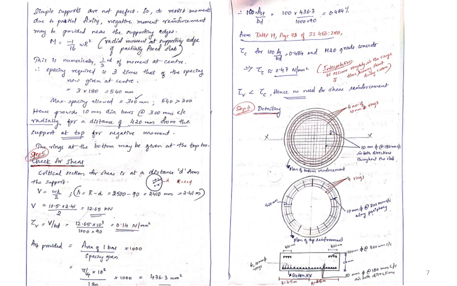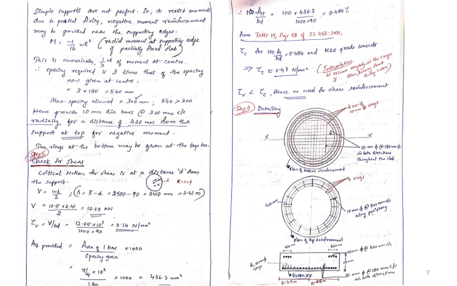Now what is the Ast provided? Now we have to see what is the tau C value. What is the permissible shear stress with the Ast provided? So how much shear stress can be resisted by this Ast provided? Area of 1 bar divided by spacing, into 1000. So pi by 4 into 10 square divided by spacing, which is 180 that we have given, into 1000. You will get 436 mm square. This is the actual Ast provided, not the Ast required.